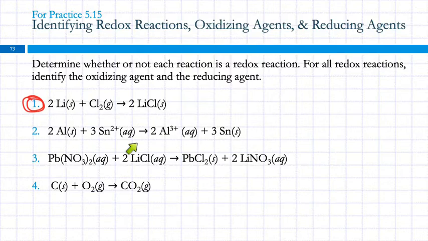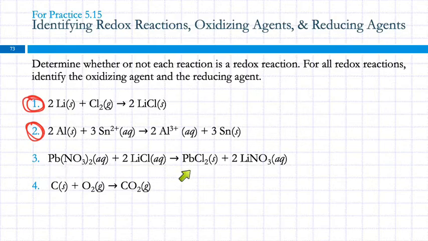Here, this one is a net ionic equation. We have good old Al here. Aluminum becomes aluminum 3+. Does that involve electrons moving around? Yep. And here we have tin with a charge going to tin without a charge. Also a redox reaction.